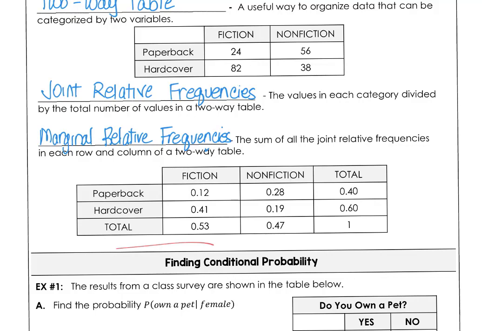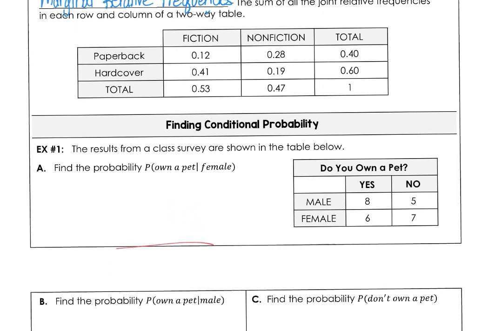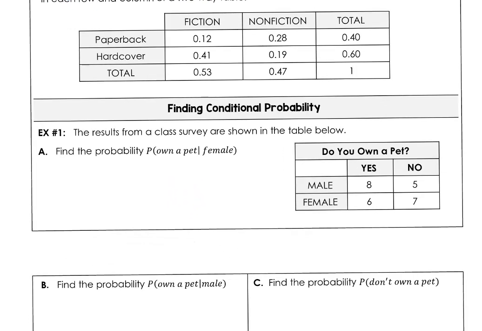Let's give some of these a try. In example 1, we have the results from a class survey that are shown in this table below. And we want to know the probability that you own a pet given that the pet is a female. So in our definition, we're going to do the probability that you have a pet times the probability that the pet's a female, and then divide by the probability that you have a pet.